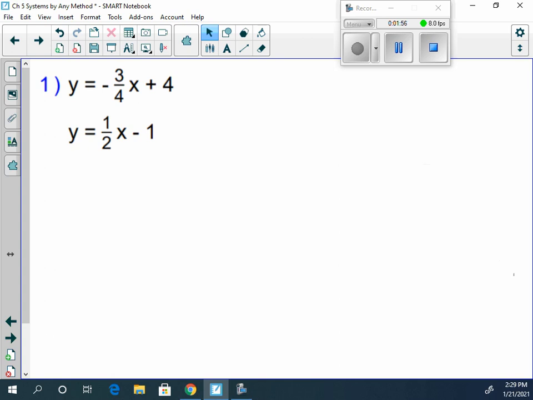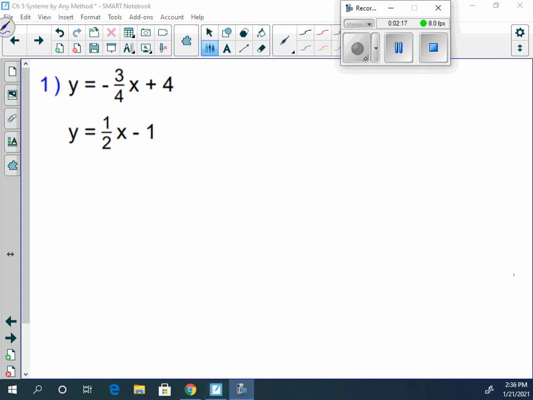Now what I want y'all to do is work on this one here. I'm going to give y'all 6-7 minutes, so at 2:35 we're going to come back together and work this one. I want you to figure out whether it's going to be better to use graphing, substitution, or elimination to solve this.